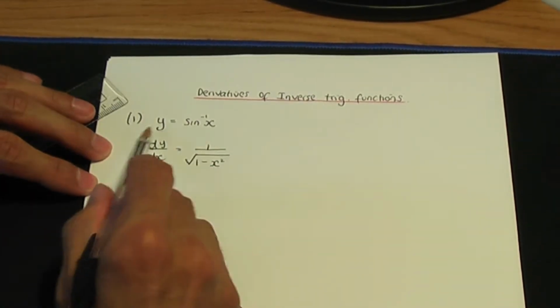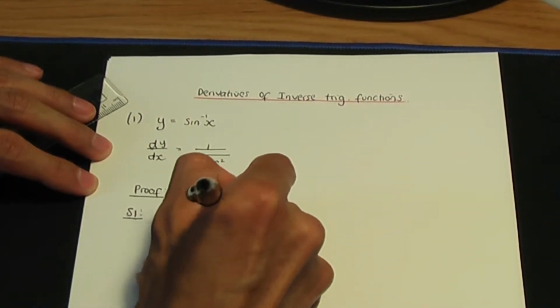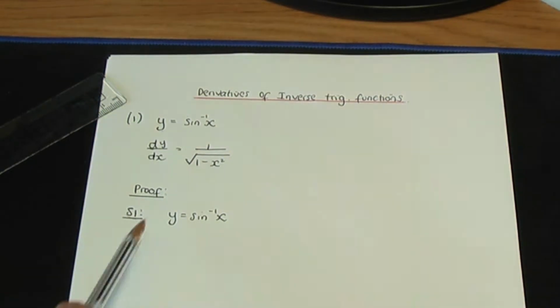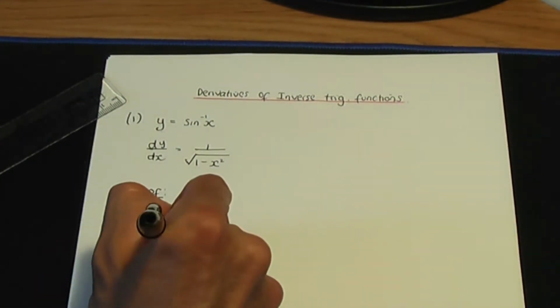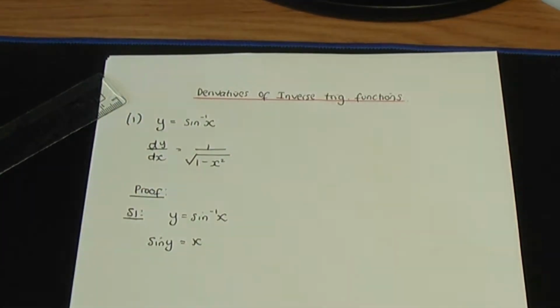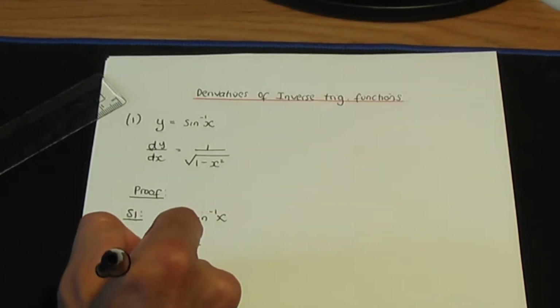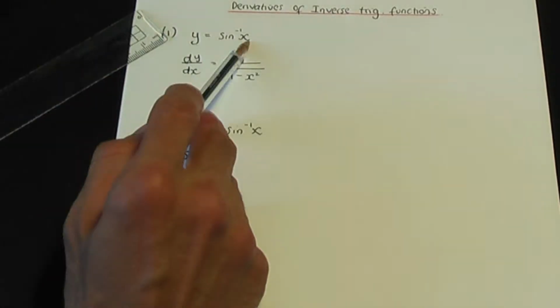So first of all, let me start off with y equals sine inverse x, and in step 1 we rewrite that, so we could rewrite that as sine y is equal to x. So that is step number 1, rewriting the equation that you have.